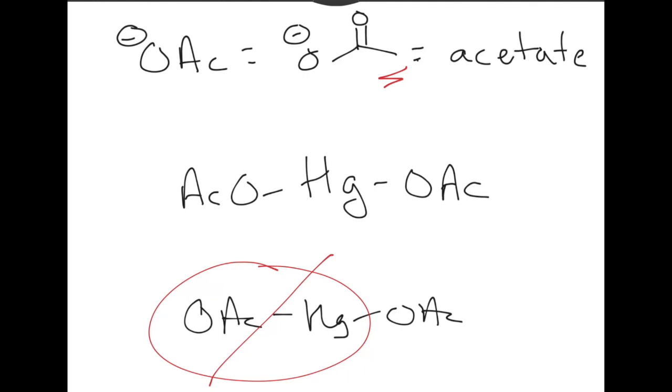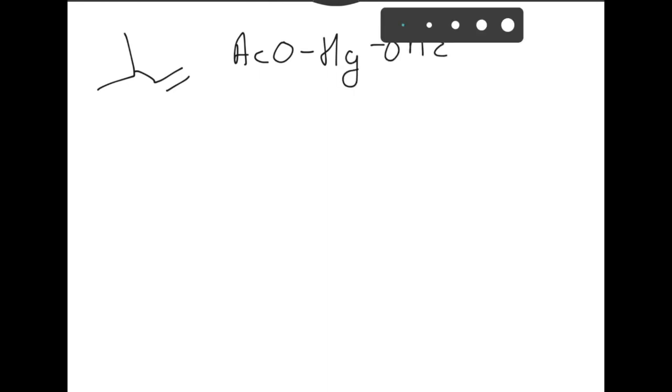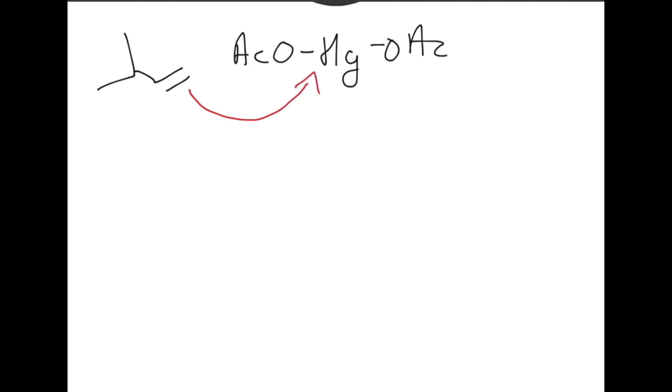So now they're all in the same place. We have our double bond, right? And then I have my mercury, my mercury acetate. So our pi bond can add to the mercury and push an acetate off.